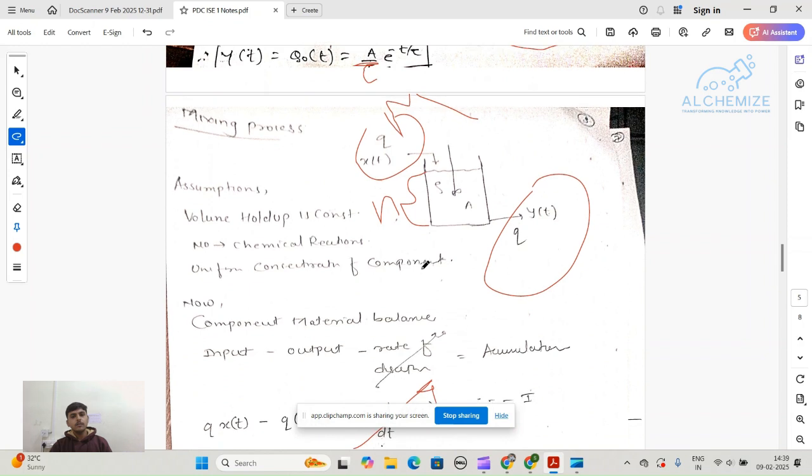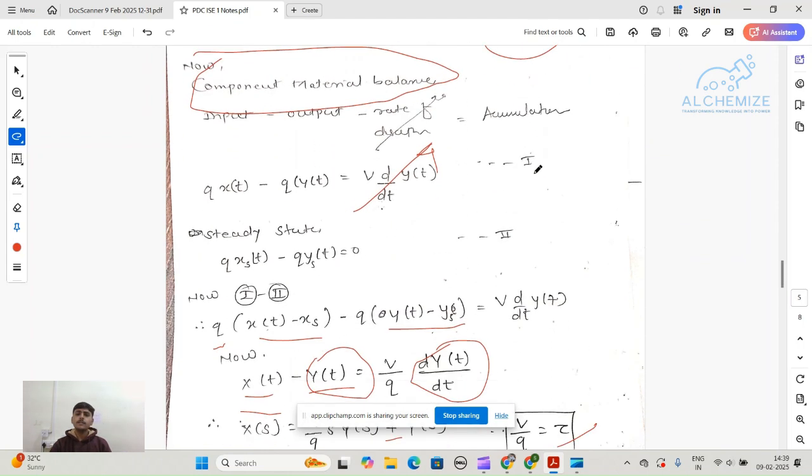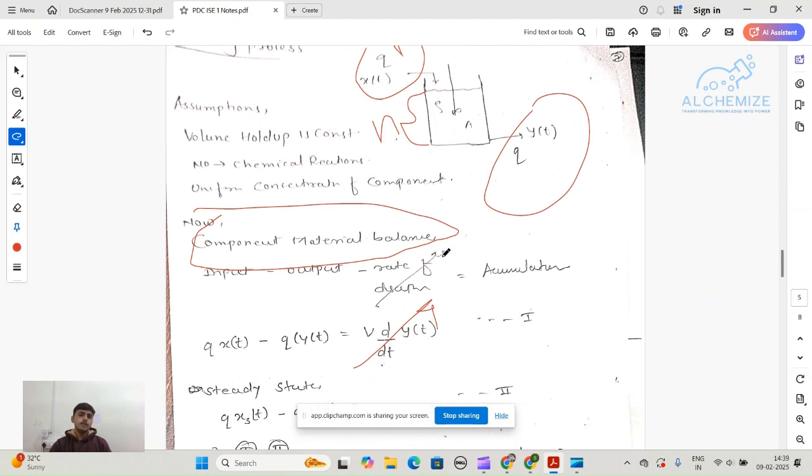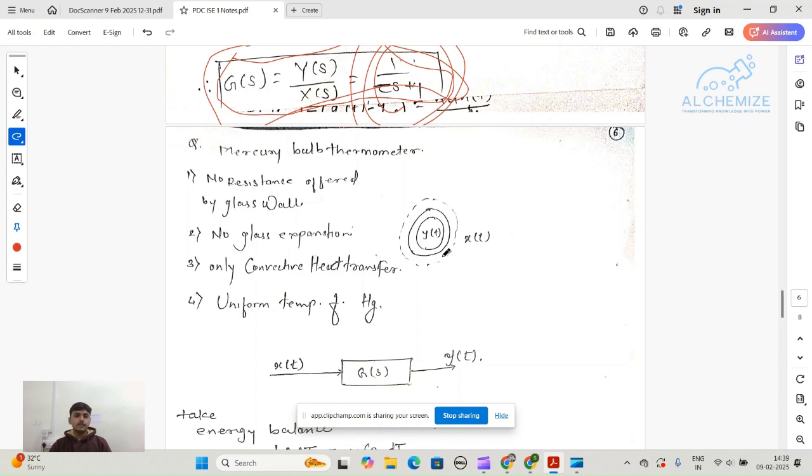So whether you are going to take a component balance or overall material balance or energy balance or any system, if your system is a first order system, your transfer function is always the same, that is 1 upon tau s plus 1. So that's what I'm trying to say.